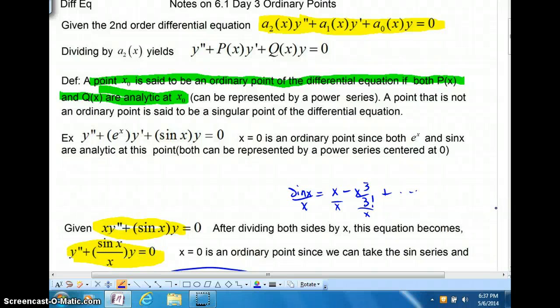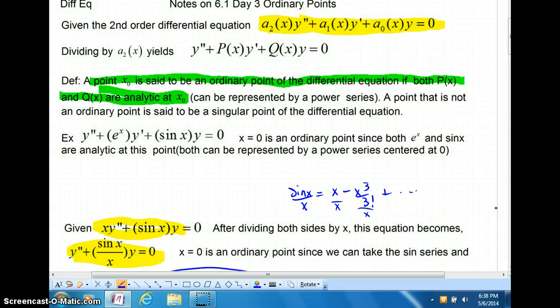Continuing on, 6.1, we're going to spend a third day introducing something called ordinary points. Take a look at the very top. We have a second order differential equation. If we divide out our lead coefficient, we'd have y double prime plus p of x y prime plus q of x y equals 0. Looking green though, a very important definition.